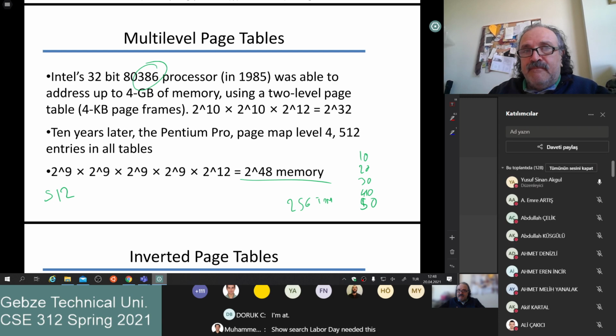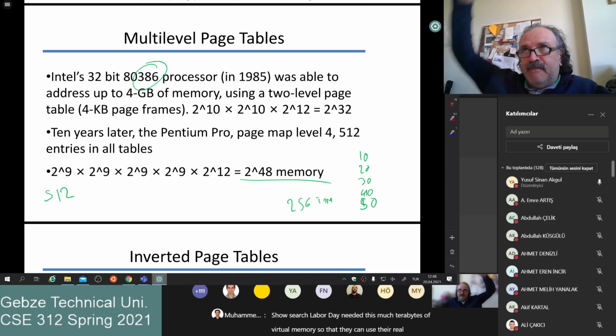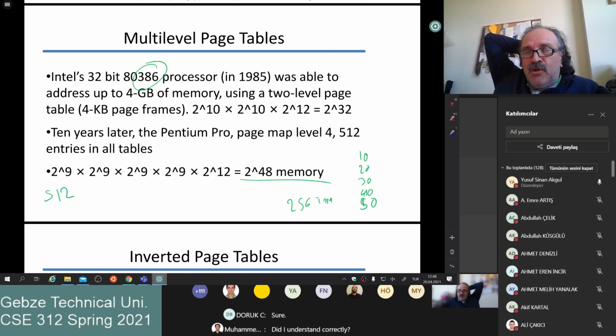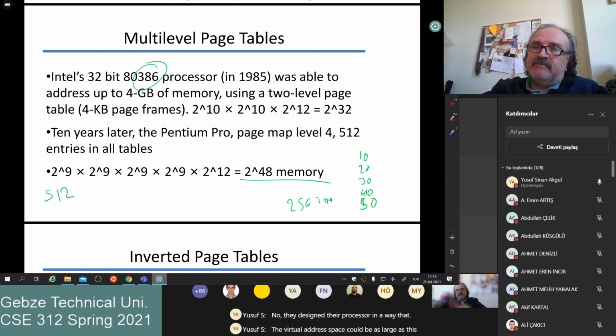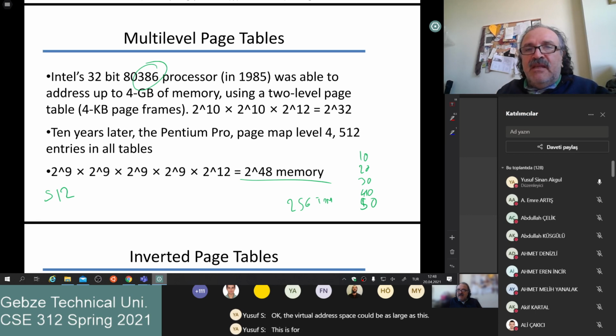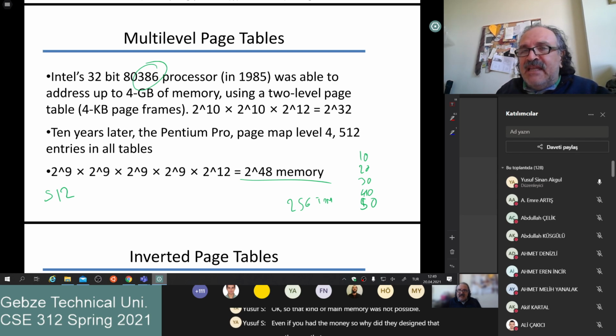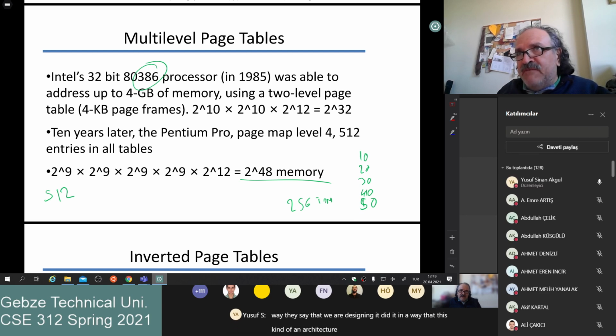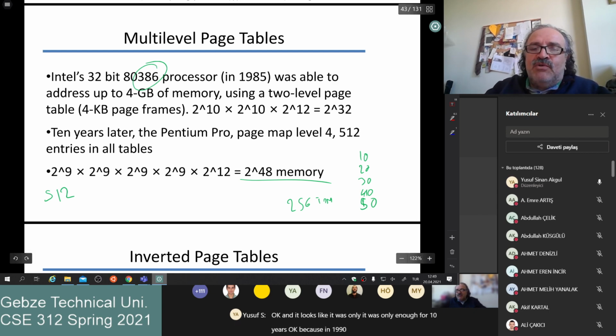They needed this many terabytes of virtual memory so that they can use their real memory. Did I understand it correctly? No, they designed their processor in a way that the virtual address space could be as large as this. That is 4 gigabytes. In 1985, a gigabyte is something like today's petabytes. So that kind of main memory was not possible, even if you had the money. So why did they design it that way? They say that we are designing it in a way that this kind of architecture should be sufficient for at least 10 or 15 years. And it looks like it was only enough for 10 years, because in 1995 they had to switch to this kind of memory.